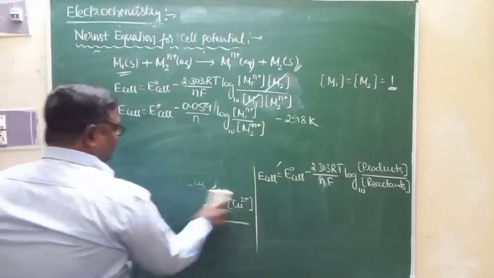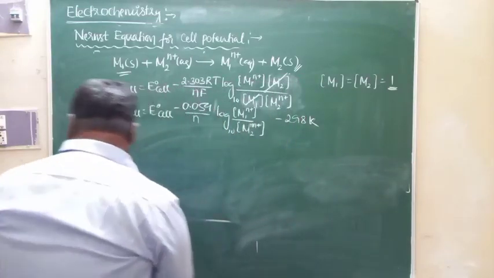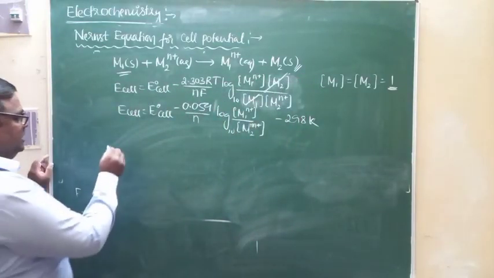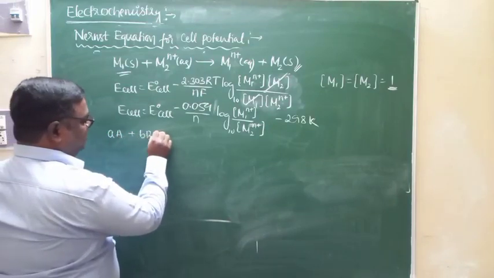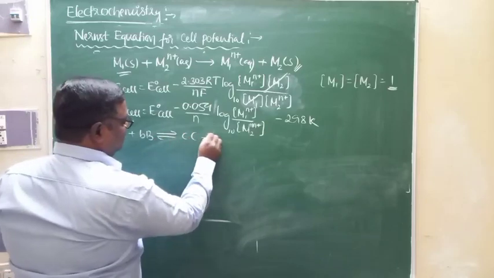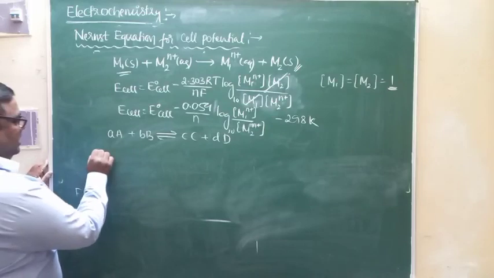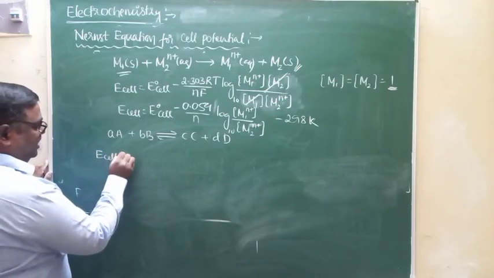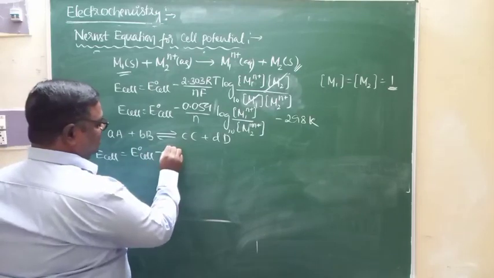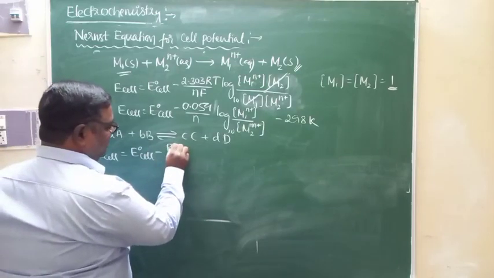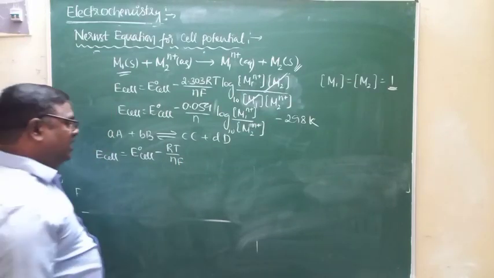Sometimes the cell reaction is of a different type. Look, I am going to write one more alternate expression for the cell potential. For a reaction of the type a A plus b B gives c C plus d D, this is one cell reaction. Let me write the expression for cell potential: E of cell is equal to E naught of cell minus RT by NF, where N is the number of electrons exchanged between anode and cathode.